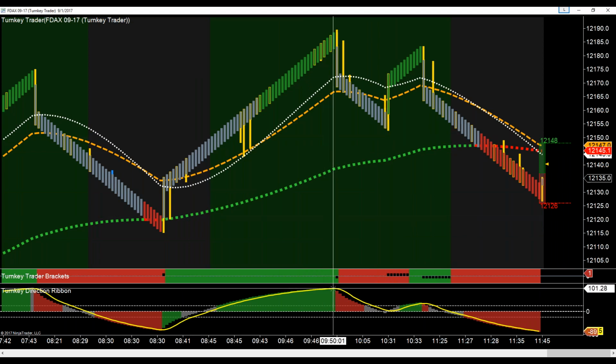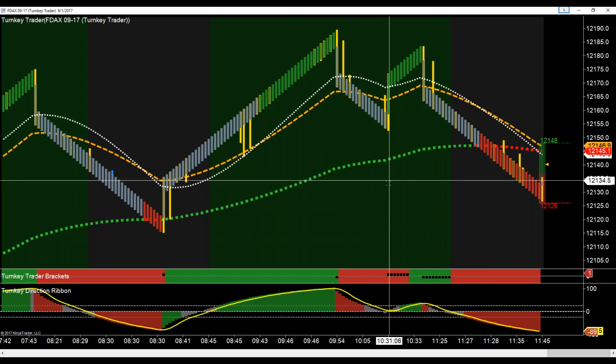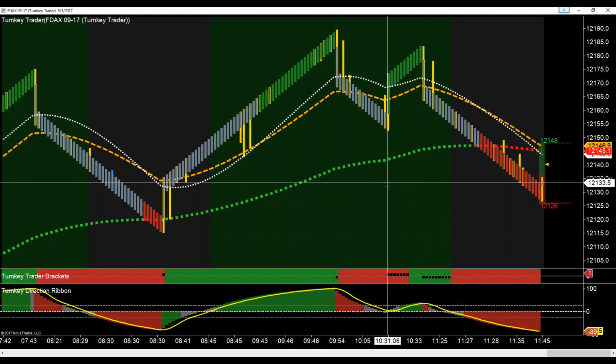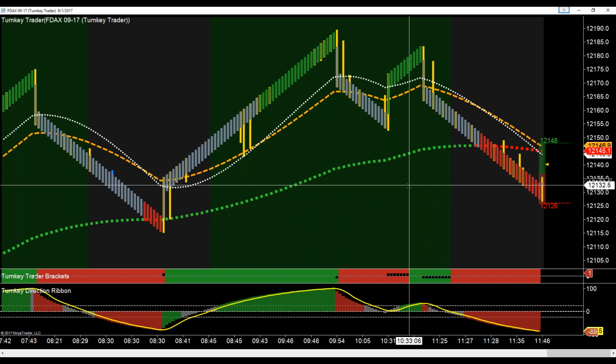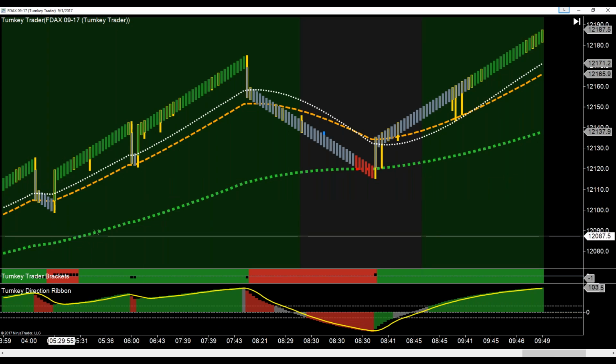Pretty textbook. Came from an extreme right off the 0 line. Didn't go too far, but again, you're in a 1250 a tick market, so you don't need it to go too far. And there were a couple bounces earlier as well.